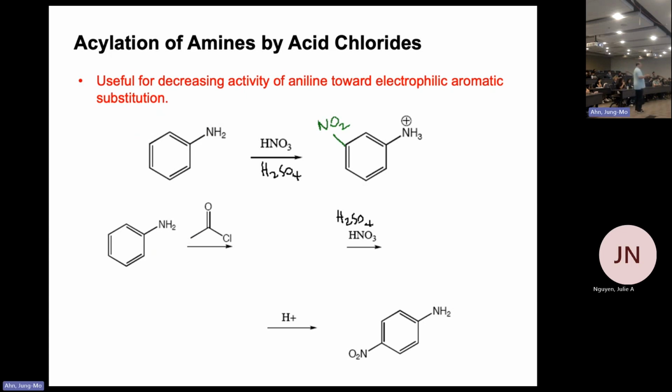The reason why amine somehow becomes a meta director is because it gets protonated. That's the reason. So what we could do is make the amine not basic. That's the only thing that we should do. So how are we going to do it? We're going to make an amide. The acid chloride, this is the reactant we just talked about, will make an amide.